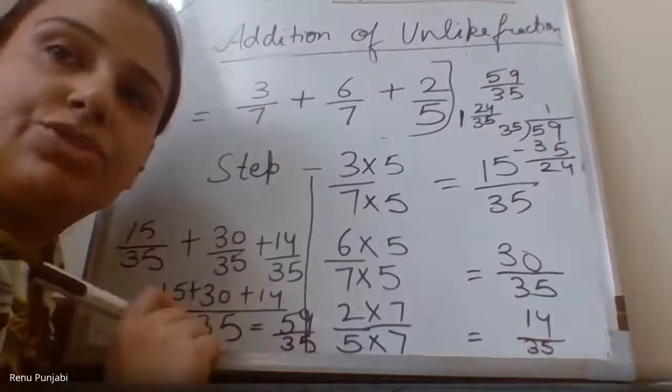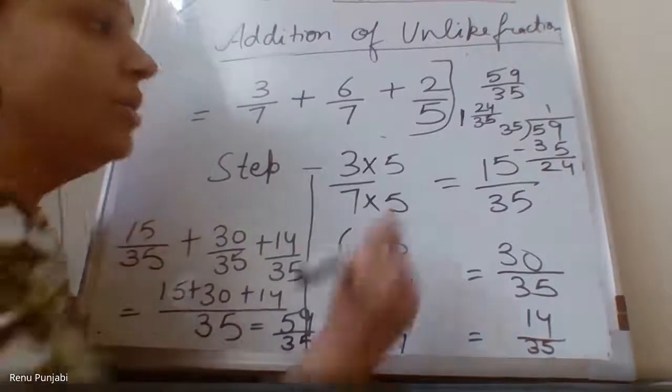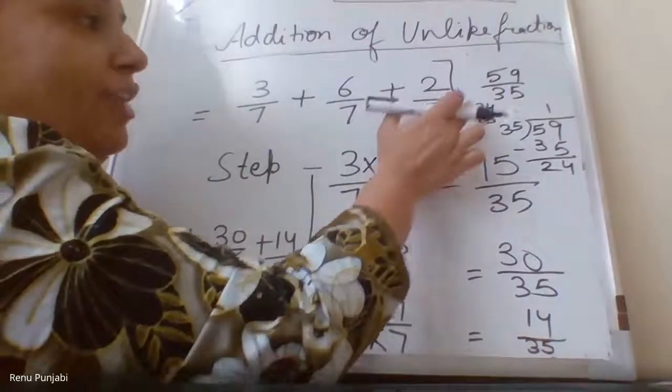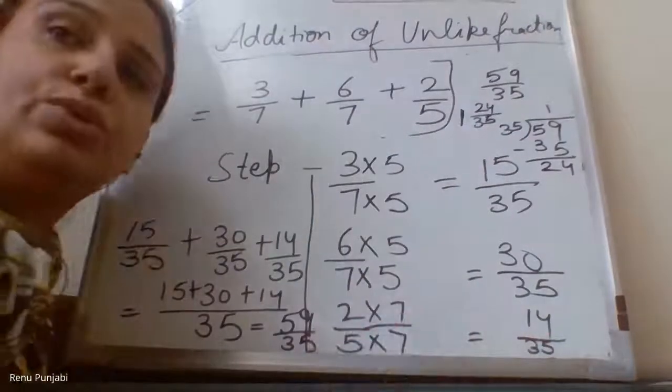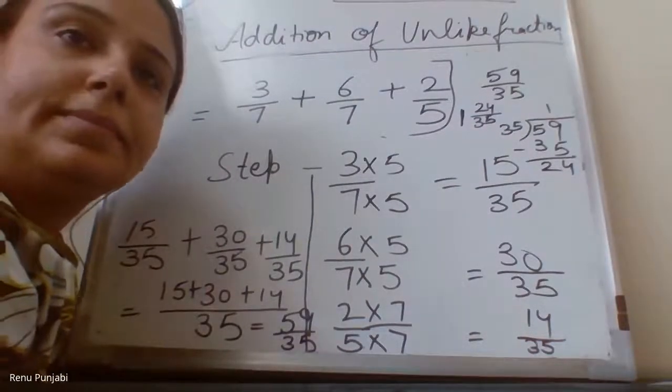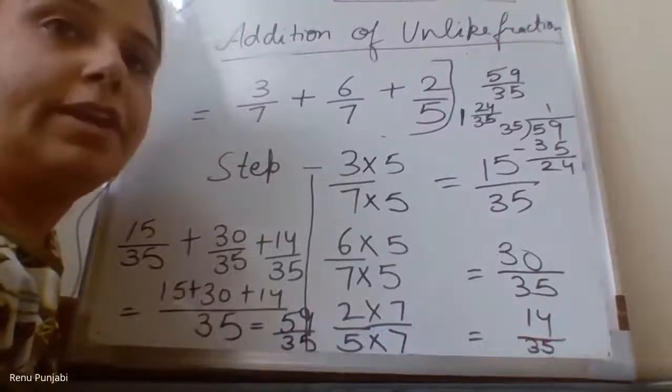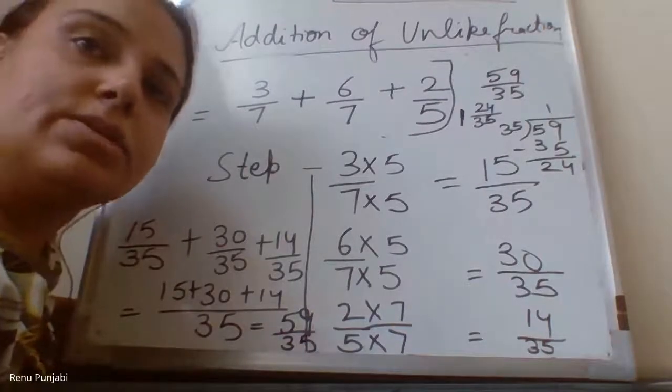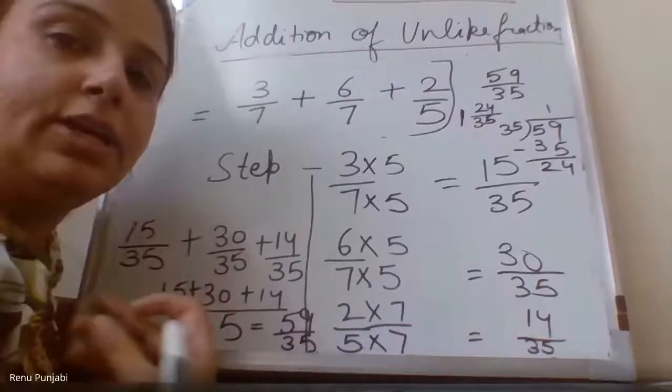If you want to check whether your answer is right or wrong, 35 ones are 35 plus 24 gives you 59. So 59 upon 35. This way you will check your answer also. Is it clear to everyone?